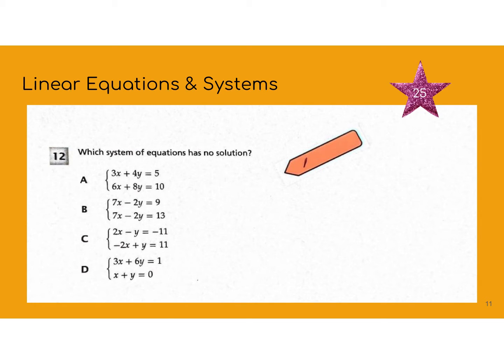So this problem asks you which system of equations has no solution. So remember, when something has no solution, you are looking at parallel lines. So I'll draw that. So parallel lines would have no solution. They're never going to cross. Anything else will have a solution.